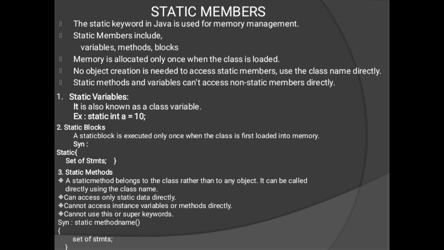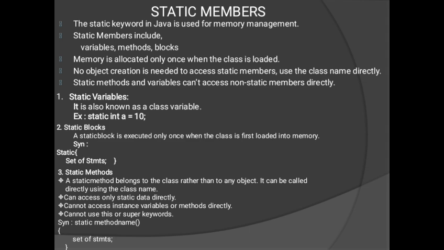Next one is static block. A static block means statements enclosed within curly braces. A static block is used in order to initialize the static variable. The static block is called whenever the class is loaded into memory, and then the static block will be executed. The execution of a Java program starts with the main method.